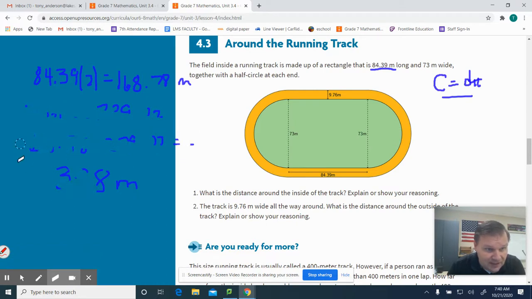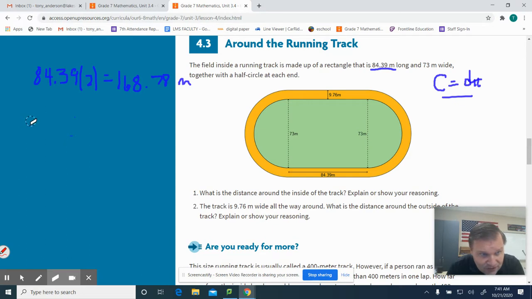Now, the length is actually going to stay the same, so I'm going to leave that work there. But since we are now looking at the outside, that changes the distance of our diameter. It's no longer 73, but from here to here is still the same distance as from here to here. So it tells us that this little part right here has to be added to each of those.